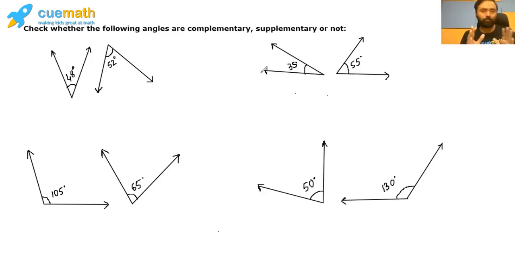Let's work on the first group where we see one angle is 48 degrees and the other angle is 52 degrees. Now we know the definition of complementary and supplementary angles. So let's first find the sum of these two angles. If we add these two angles, 48 degrees when added to 52 degrees, the sum is equal to 100 degrees. Now 100 degrees means it's neither complementary nor supplementary. So clearly we can state here that this is none of these.